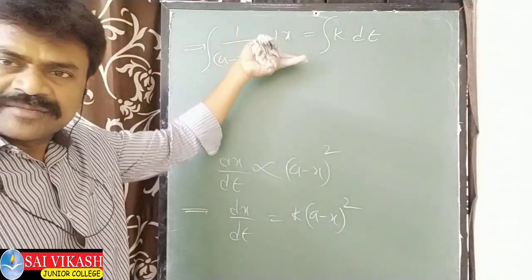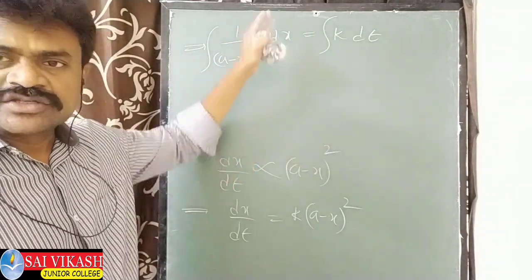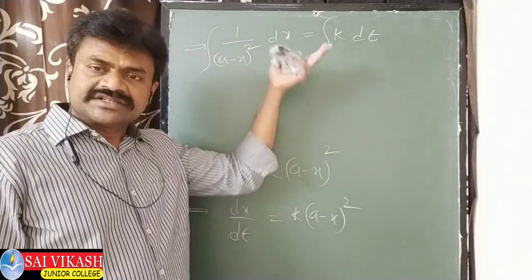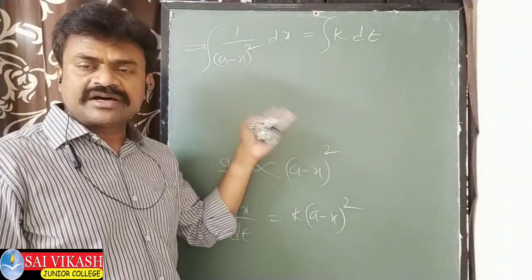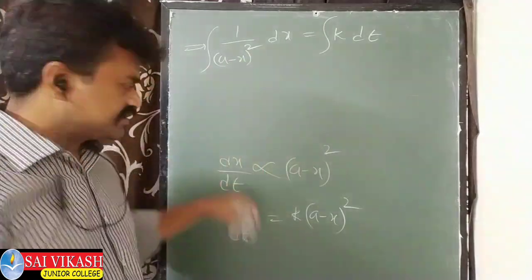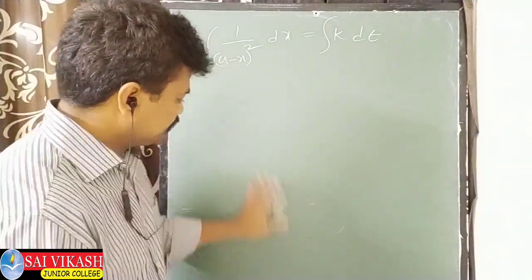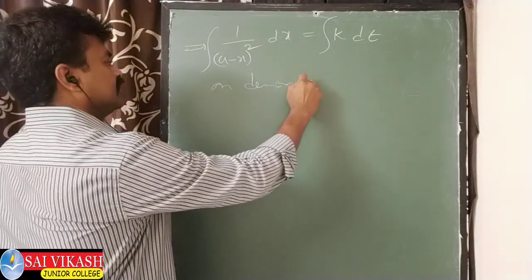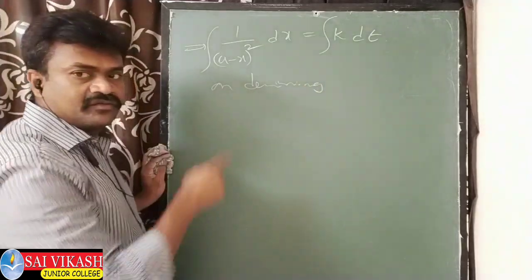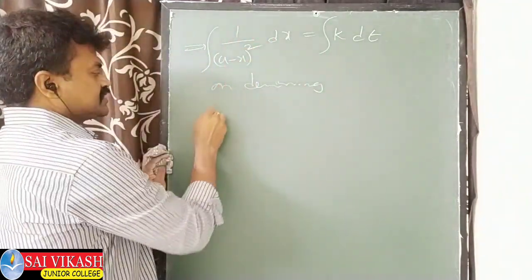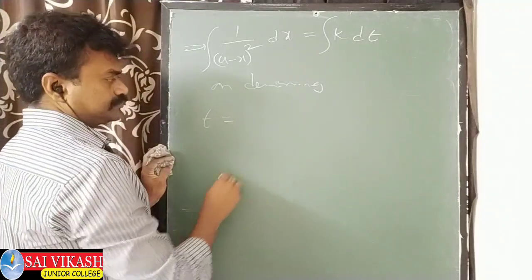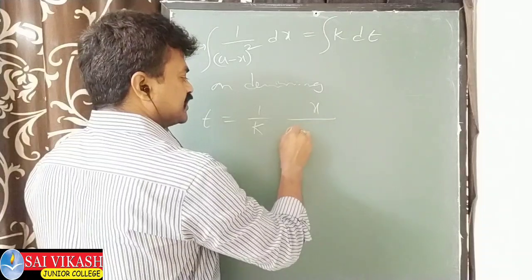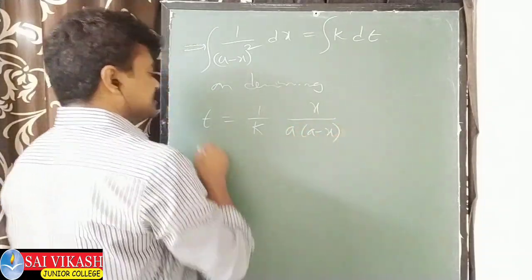And again from these derivations we have to do it. Actually we don't want all these derivations, so after this we have to integrate. After integrating, on deriving, what we are getting finally is t equal to 1 by k into x by a into (a minus x).